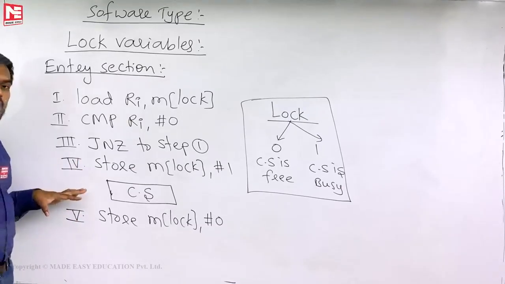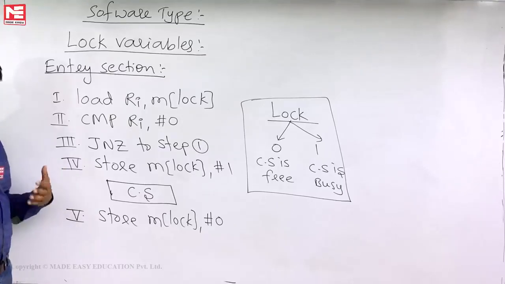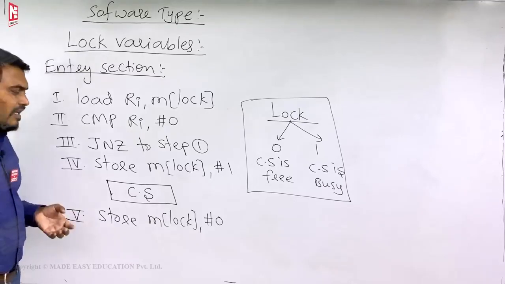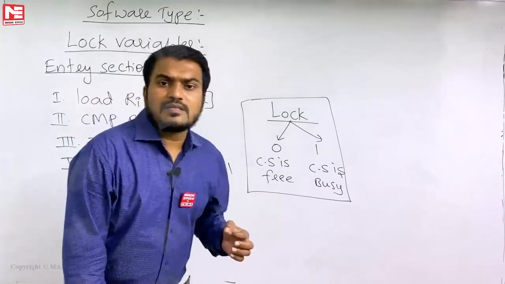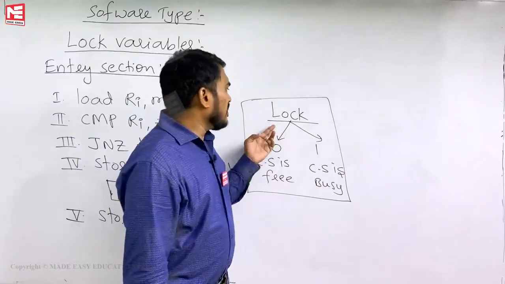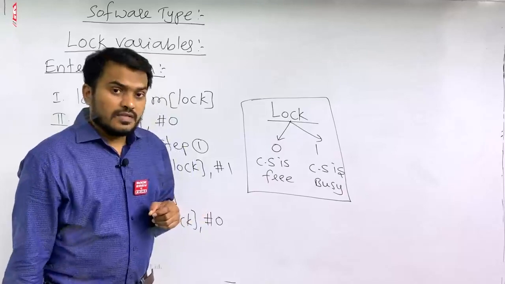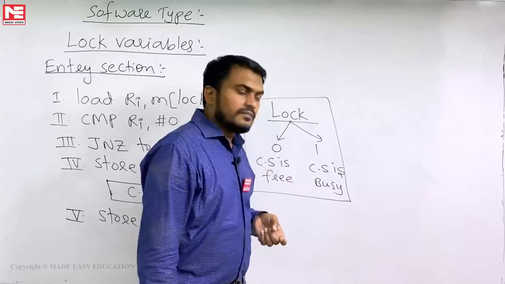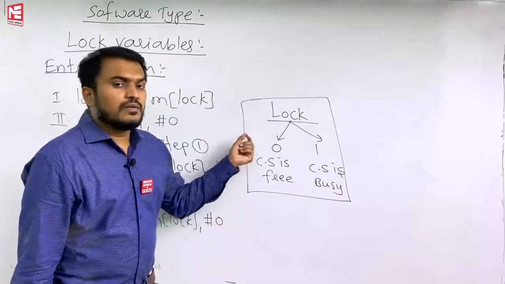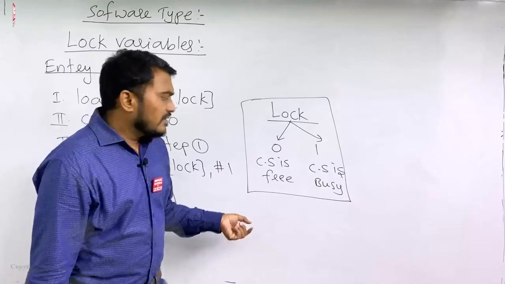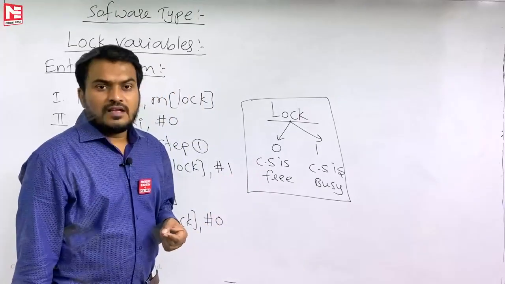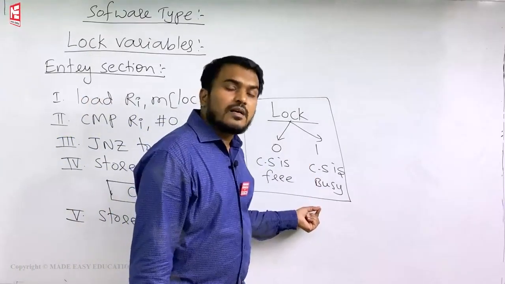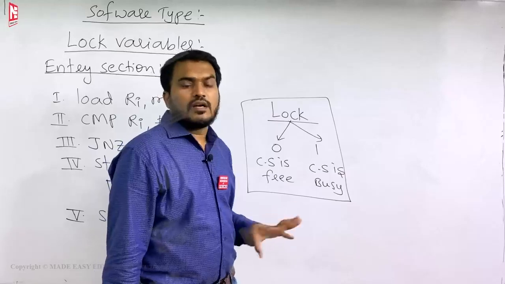When you do the analysis, you need to consider processes P1, P2, P3, P4, P5, like this. You can consider any number of processes. Is that clear? Now remember, in lock variables we are using a variable called lock. The lock will take two values, either 0 or 1. If the lock value is 0, that indicates the critical section is free, and if the lock value is 1, that indicates the critical section is busy. That is the representation of the variable lock.